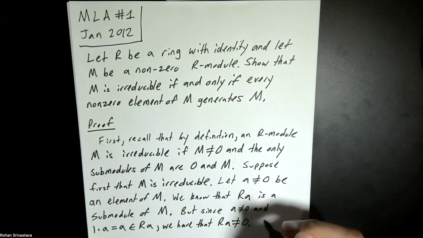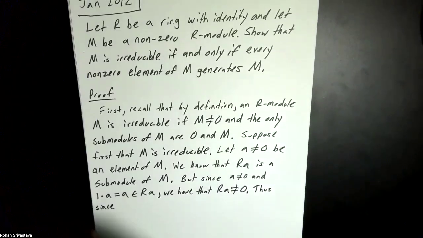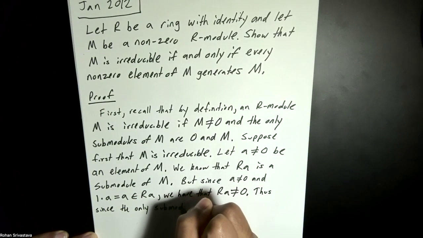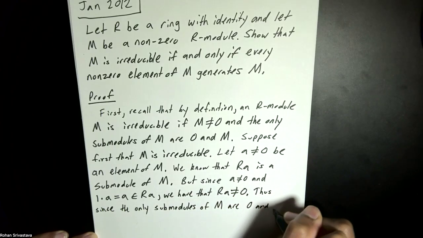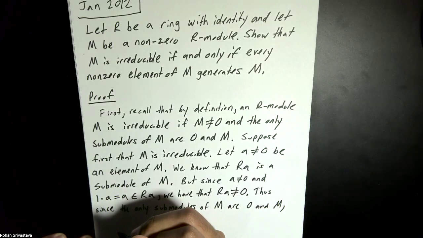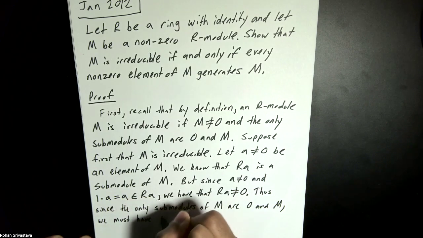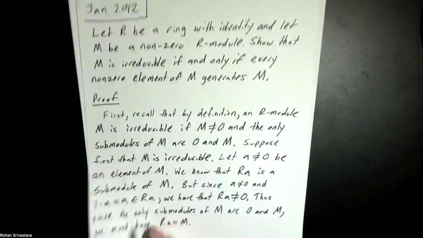So since the only submodules of M are 0 and M, we must have RA equals M. So A generates M. Okay, that's one direction. Now let's do the other direction.